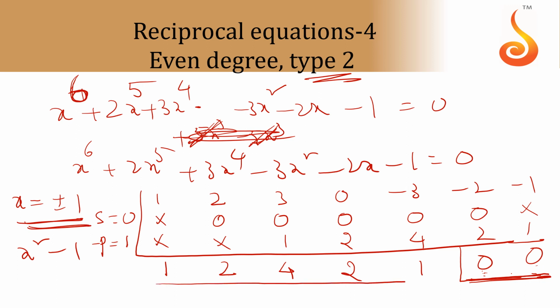So observe this leftover part. It is x power 6 divided by a quadratic. So you should be left with x power 4 plus 2x cube plus 4x square plus 2x plus 1 equal to 0. Again it is an even degree type 1, which we can solve. So these are the 4 types of reciprocal equation, and those are the procedures for how to solve them.